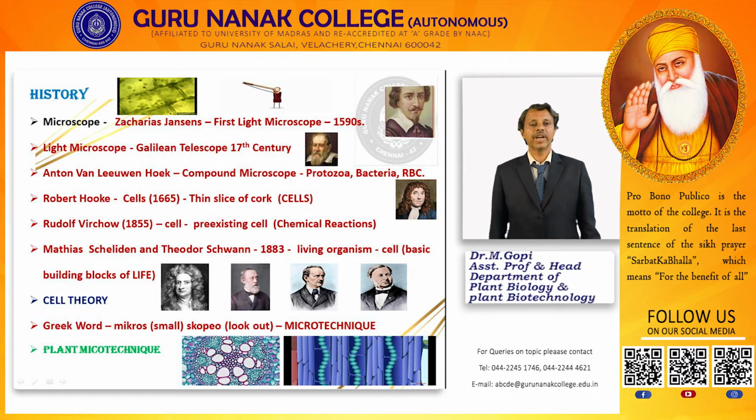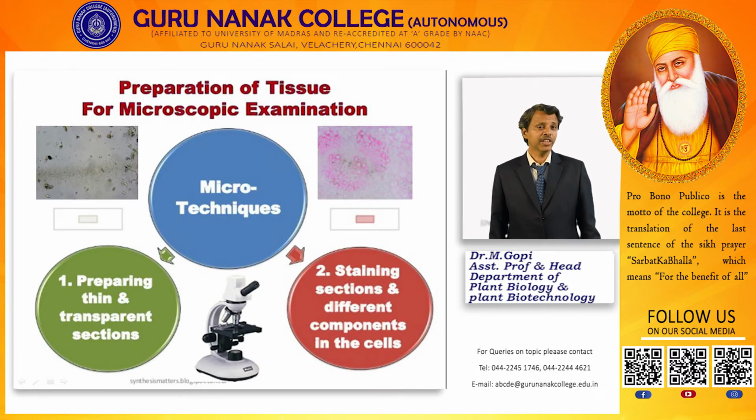The word microtechnique is derived from two Greek words: mikros and skopos. Mikros means small, and skopos means look out. That means we are looking at small objects; that is called microtechnique. If you are handling plants, it is called plant microtechnique.